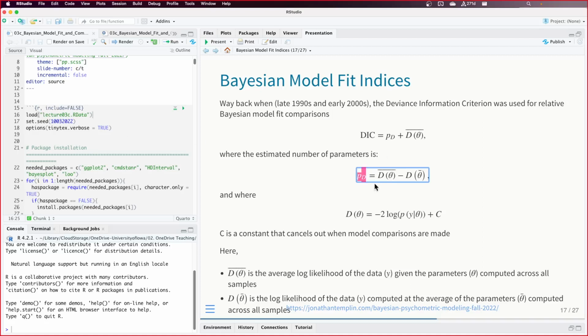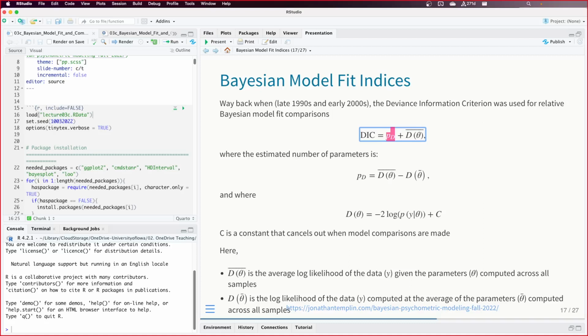And why it's a penalty is that the DIC is a combination of the average value of the log of the likelihood of the data and the expected or estimated number of parameters. So if you're comparing two models, each one will have a different number of parameters, right? Each one will have a different log likelihood of the data, but you pick the model that has the lowest DIC.